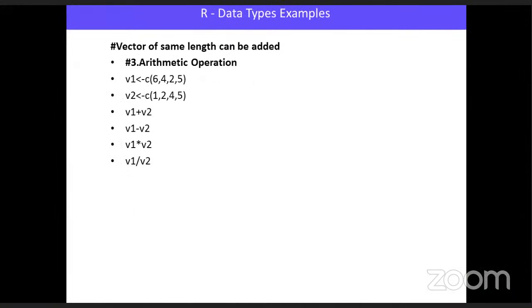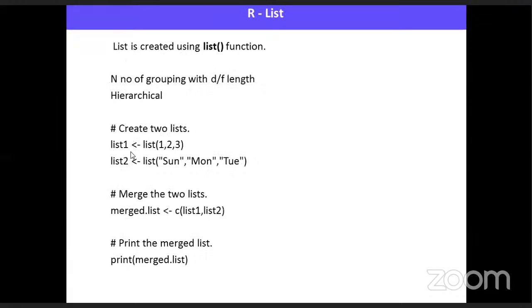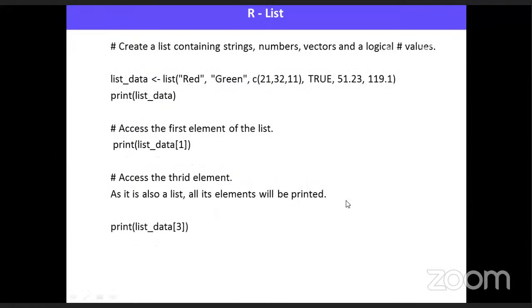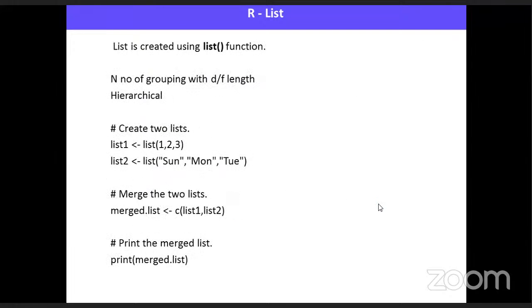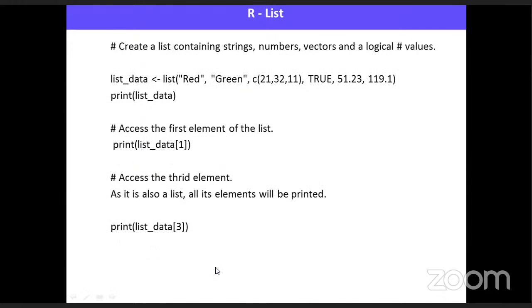See, if we have more than one list, I have created in list one: 1, 2, 3. In list two, I have Sunday, Monday, Tuesday. So I'm merging two lists. I'm giving the variable name as merged.list, so c, with two elements, list one and list two. After executing this, our output will be 1, 2, 3, and Sunday, Monday, Tuesday. Like that, we can combine and merge lists, and also print the list. Like that, we can create different things, like a logical vector.